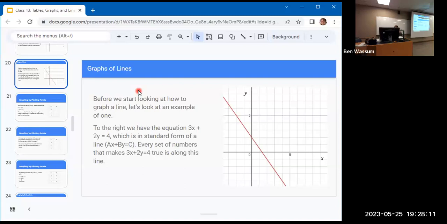For the most part, I don't like to use standard form with lines because it doesn't really tell us a whole lot. So it's not really the most useful thing to work with.